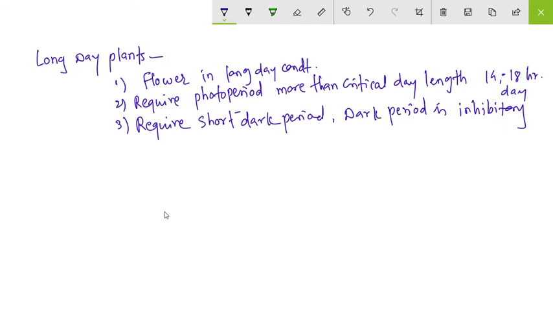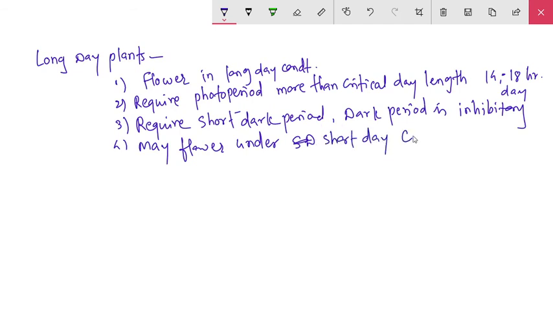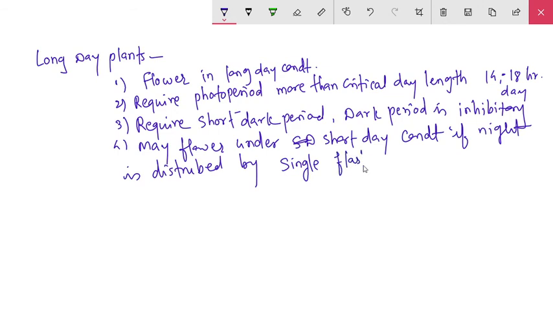ओके, सो द सिंगल फ्लॅश ऑफ लाईट दिस LDPs they may flower under short day condition if a night or dark period is disturbed by a single flash of light. ओके, म्हणजे जिथे अशा कंडिशन मध्ये जिथे शॉर्ट डे प्लांट व्हेजिटेटिव्ह राहतात तिथे लॉंग डे प्लांट काय येतात, फ्लॉवरिंगला येतात.